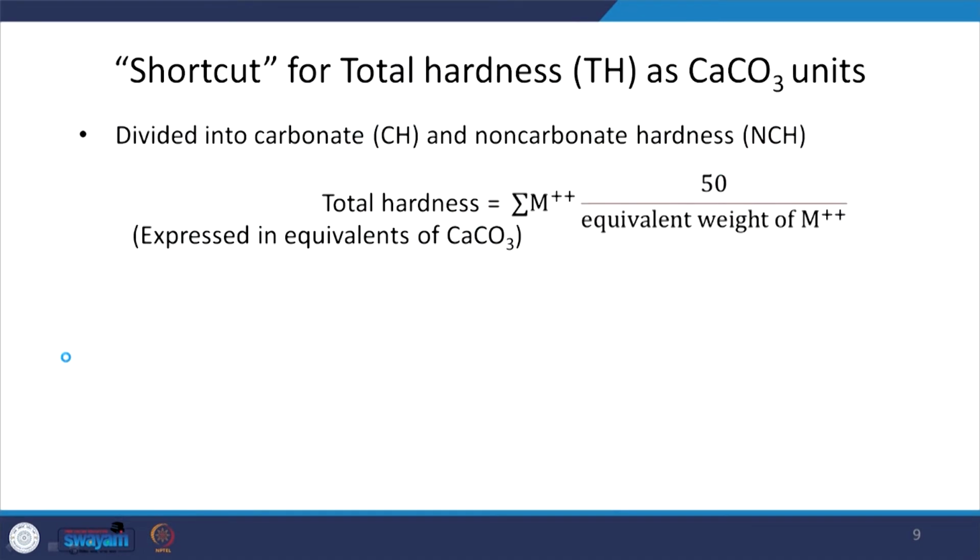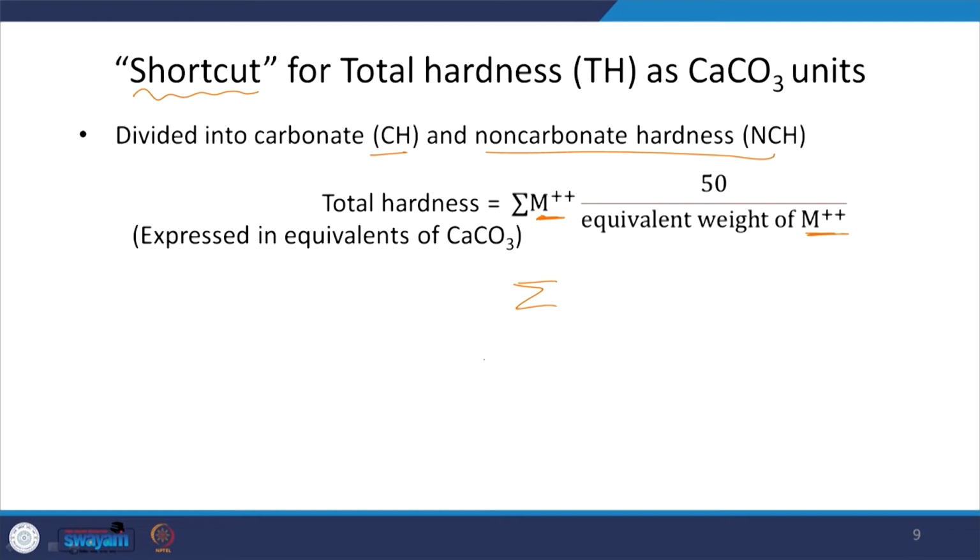So, let us move on. So, this is a shortcut. Again, I typically do not like this because with shortcuts you need to mug stuff up. For total hardness as CaCO3, divided into carbonate hardness and non-carbonate hardness, we will come back to that later. But the total hardness is equal to the sum of the bivalent concentration, this is the concentration, right, of the bivalent cations into 50, divided by the equivalent weight of this bivalent cation, right.